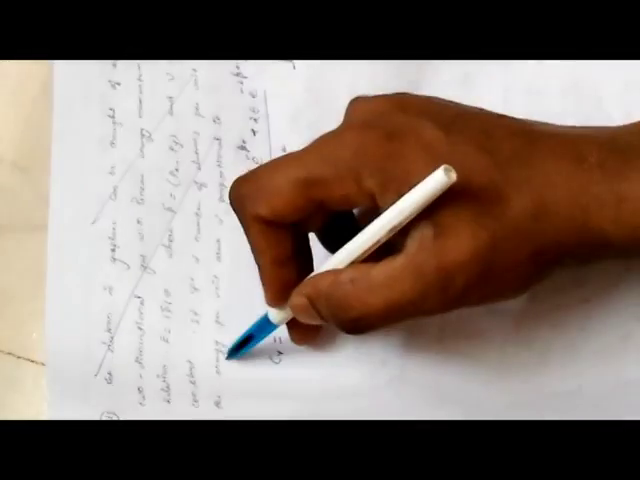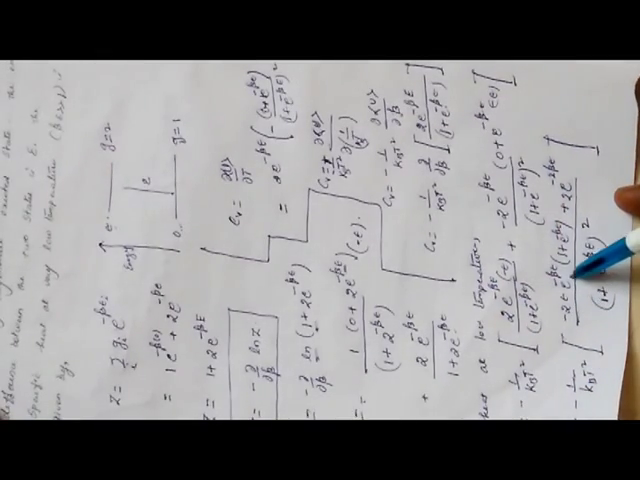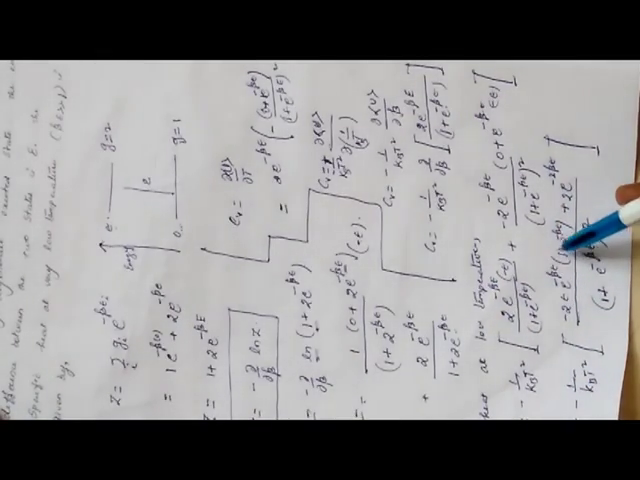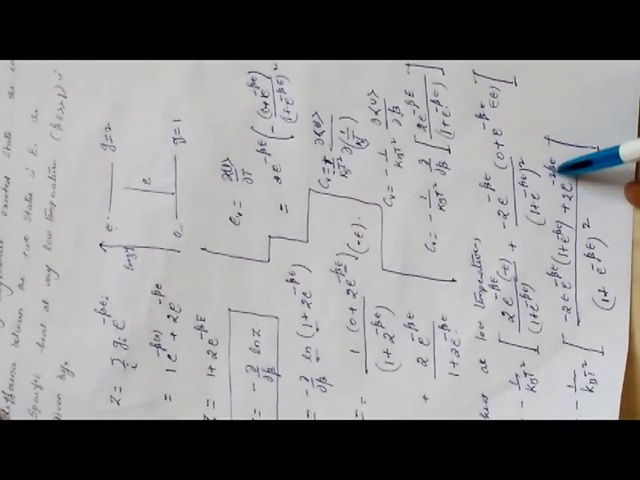So in the next page, I'm erasing the question. I'm taking the previous page results. So this is our result. Finally, we got minus 1 by kB T square, minus 2ε e to the power minus βε into 1 plus e to the power minus βε plus 2ε e to the power minus 2βε, divided by this whole square. I'm writing the same expression here. You can check.